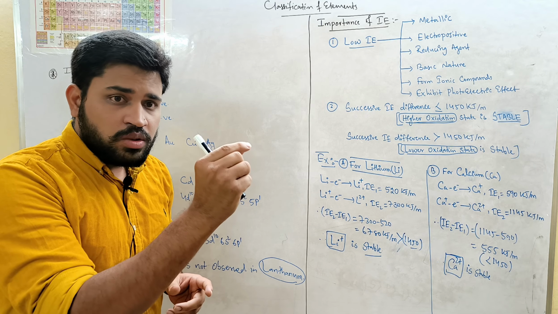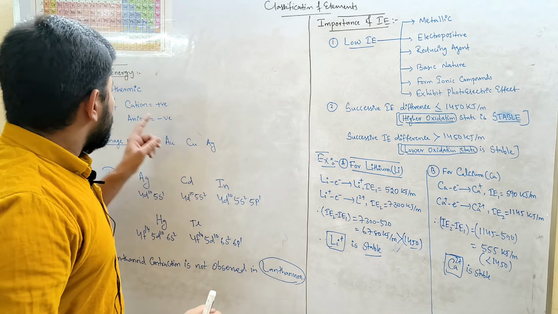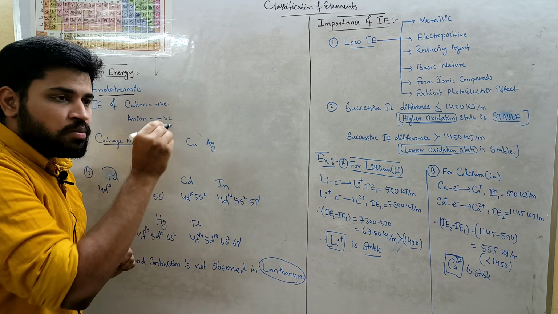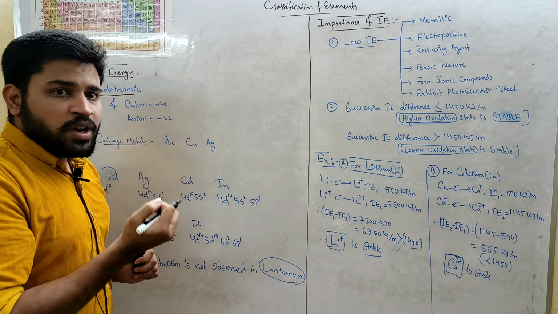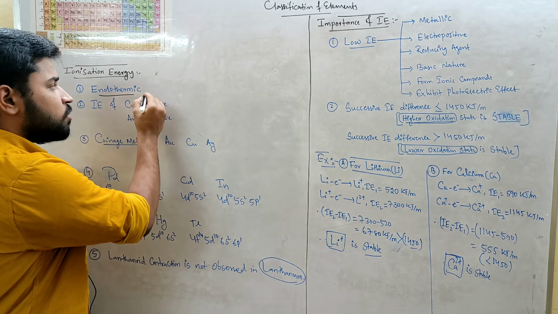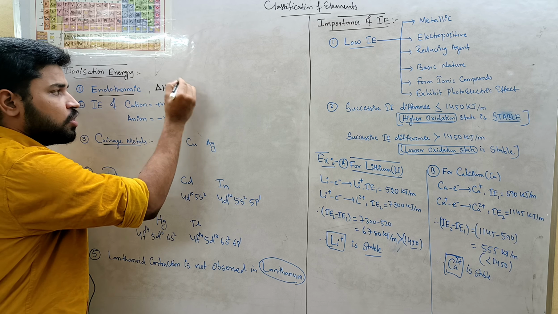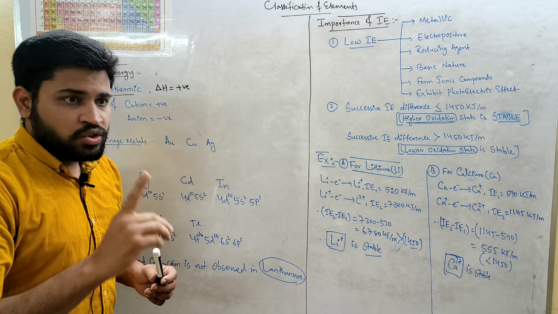Since energy is given to that particular element, it is called what? Endothermic, because energy is given to the element. So energy is absorbed by that element, and that's why it is called endothermic. Generally, this delta H is written as positive because the element absorbs the energy.